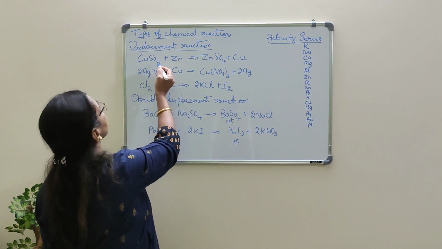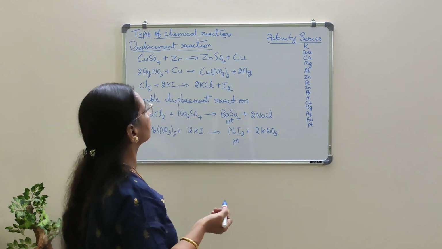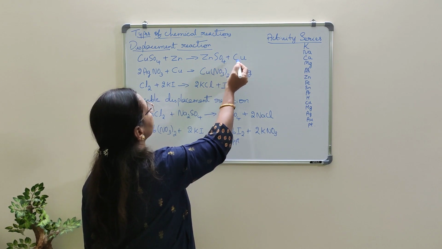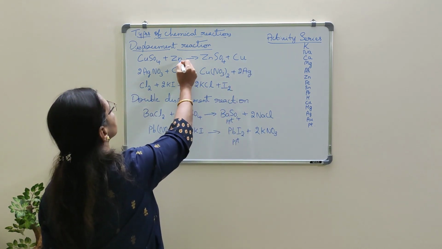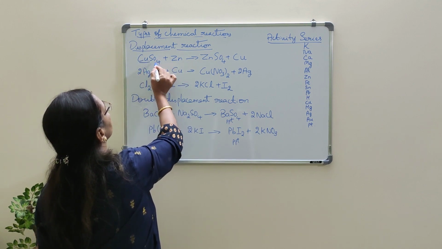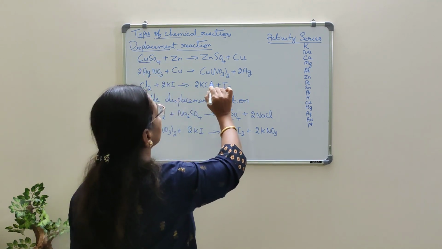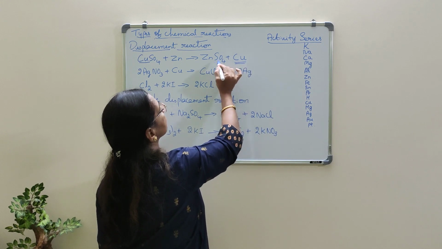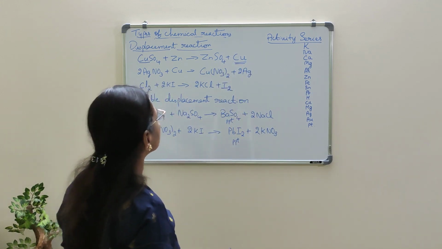Here we have given the example of copper sulfate reacting with zinc to form zinc sulfate and copper. You know, zinc is more reactive than copper, so it is displacing copper from copper sulfate solution, and you can see here zinc sulfate is formed and copper is displaced.